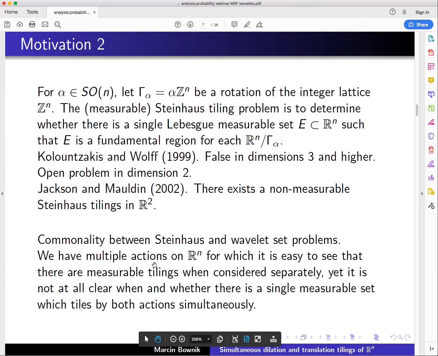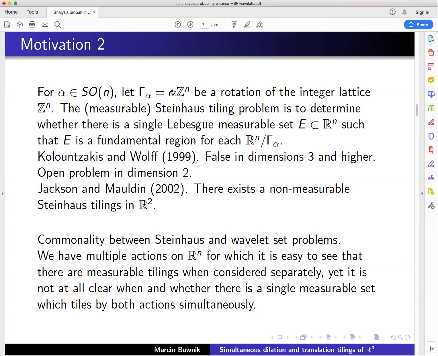The other motivation comes actually, and this may not be that well-known a problem, but it's still a classical problem, the Steinhaus tiling problem. So what this problem is about: you take SO(n), so just the special orthogonal group, and you take a standard lattice, but you just rotate it. So this is just a rotation of the integer lattice. And now the Steinhaus tiling problem asks the following: does there exist a single Lebesgue measurable set E such that this set is a fundamental region for each of those lattices simultaneously for all the possible rotations?